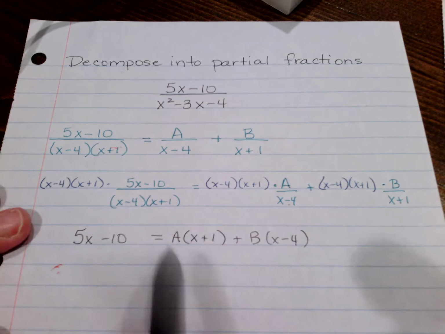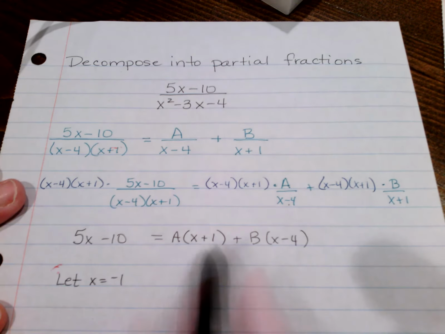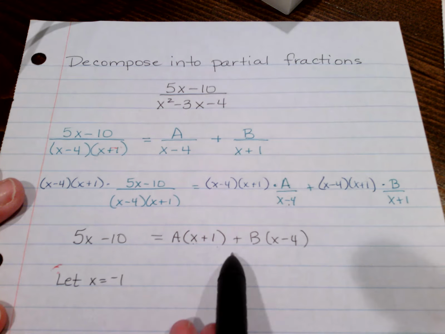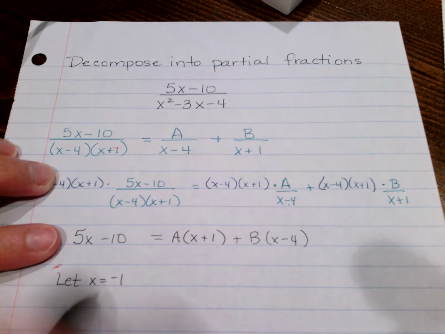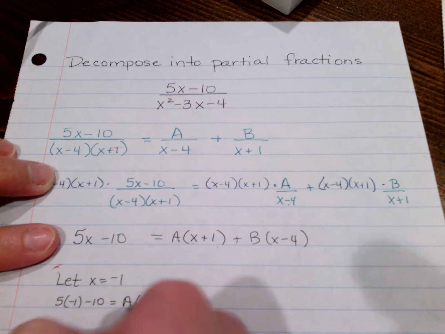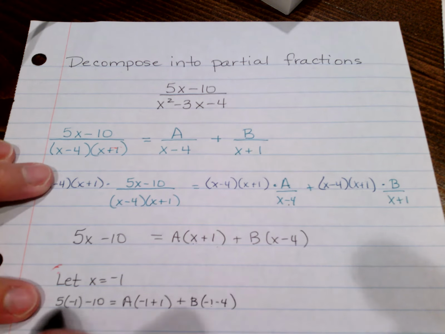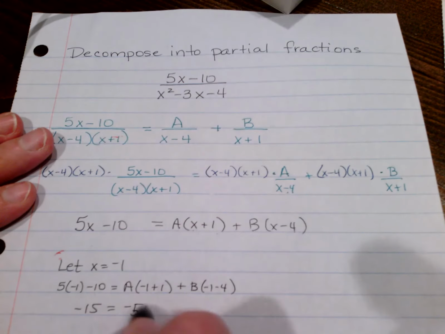Okay, the reason I'm not going to distribute is because I want to eliminate the A. So I'm going to let x equal -1. Can you see why? Because -1 plus 1 is going to give me 0, and this A term is going to go away. So we have to put -1 in for x for the entire equation, though. So 5 times -1 minus 10 equals A times -1 plus 1 plus B times -1 minus 4. So this gives me -5 minus 10 is -15. The A goes away, and we have -5B. So B is 3.